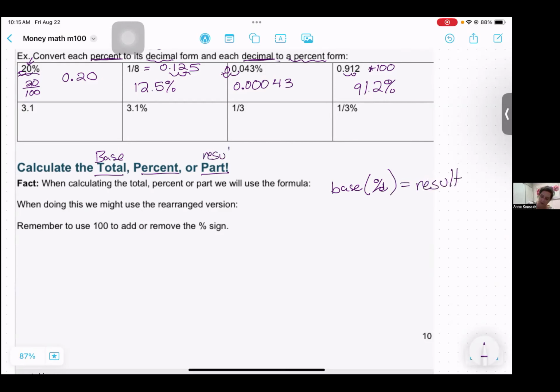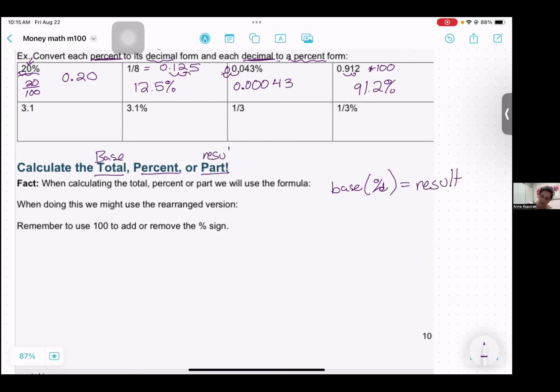I don't love the idea of total or part because of some of the English that's going to come into this. So I would like you again to highlight, underline, make sure it is obvious to you. Base percent decimal equals result. That's what we're going to be using in our class. This might be a good one for your name tag too when you head in.